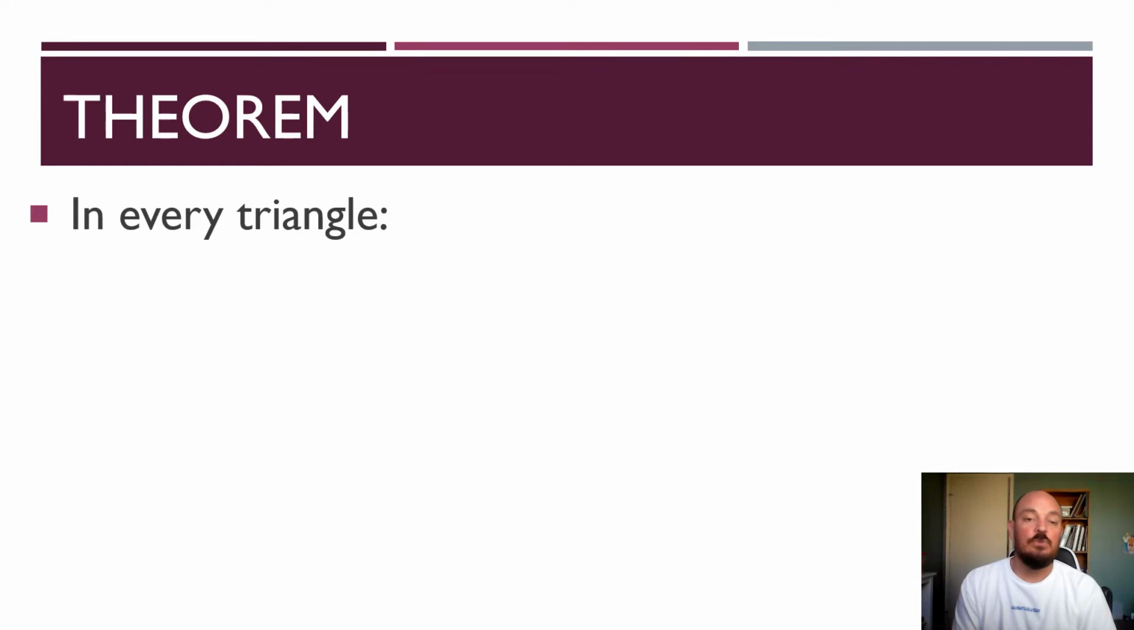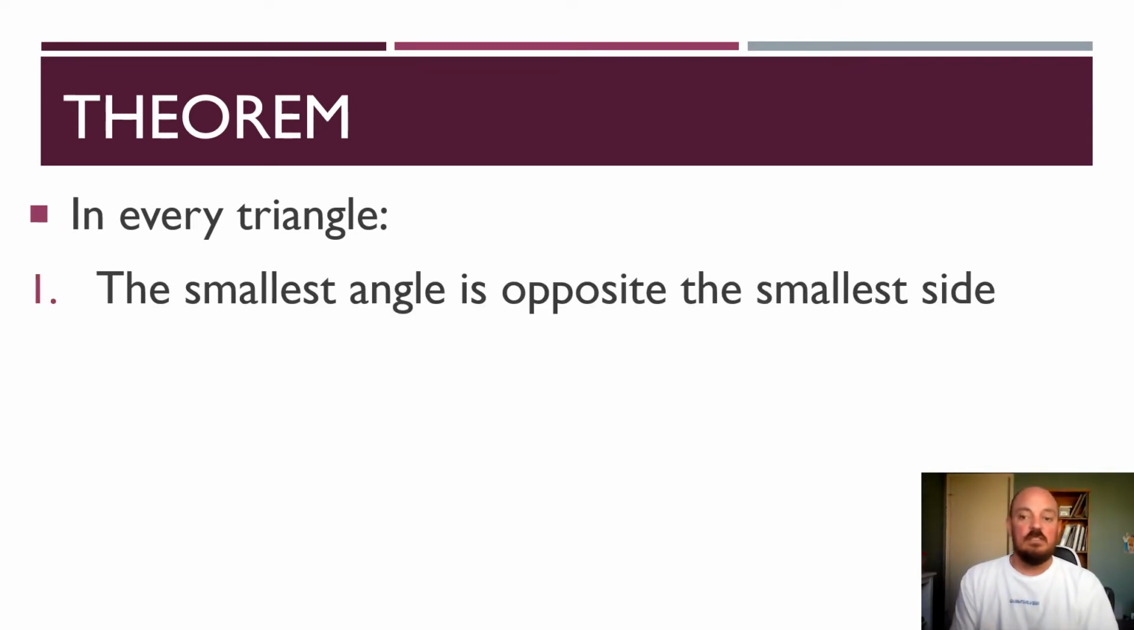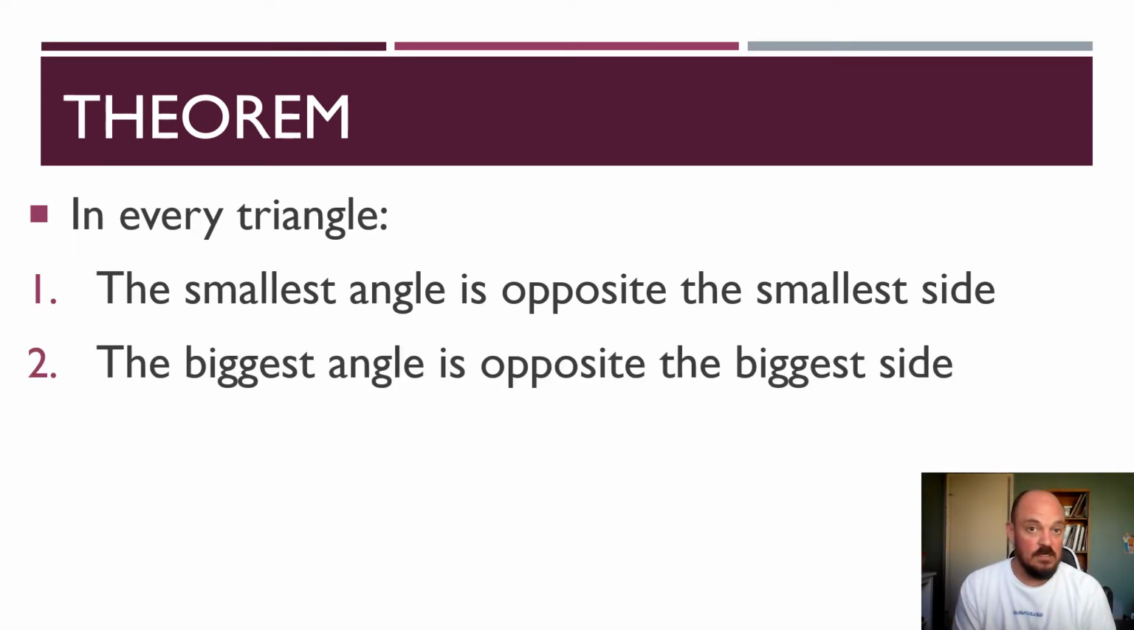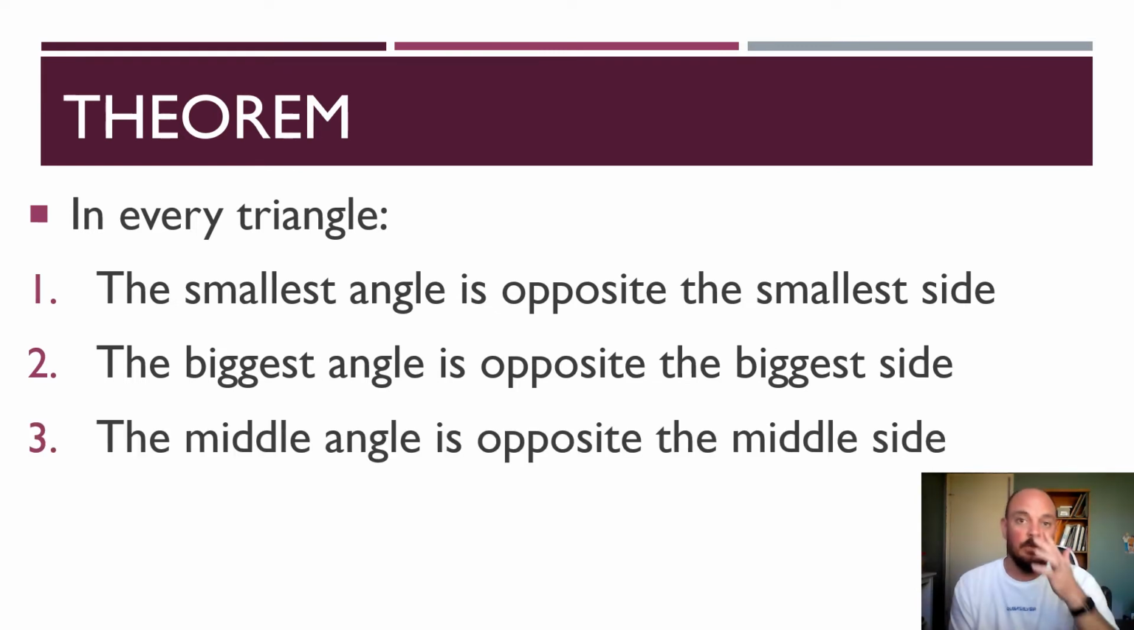Okay, so here's our actual theorem. What it says is once you notice those opposite pairs, they match up by size. So the smallest of the three angles is always opposite the smallest of the three sides. The biggest is opposite the biggest. And then of course that just leaves the middle ones. So they pair up. Smallest pairs with smallest, middle with middle, biggest with biggest.